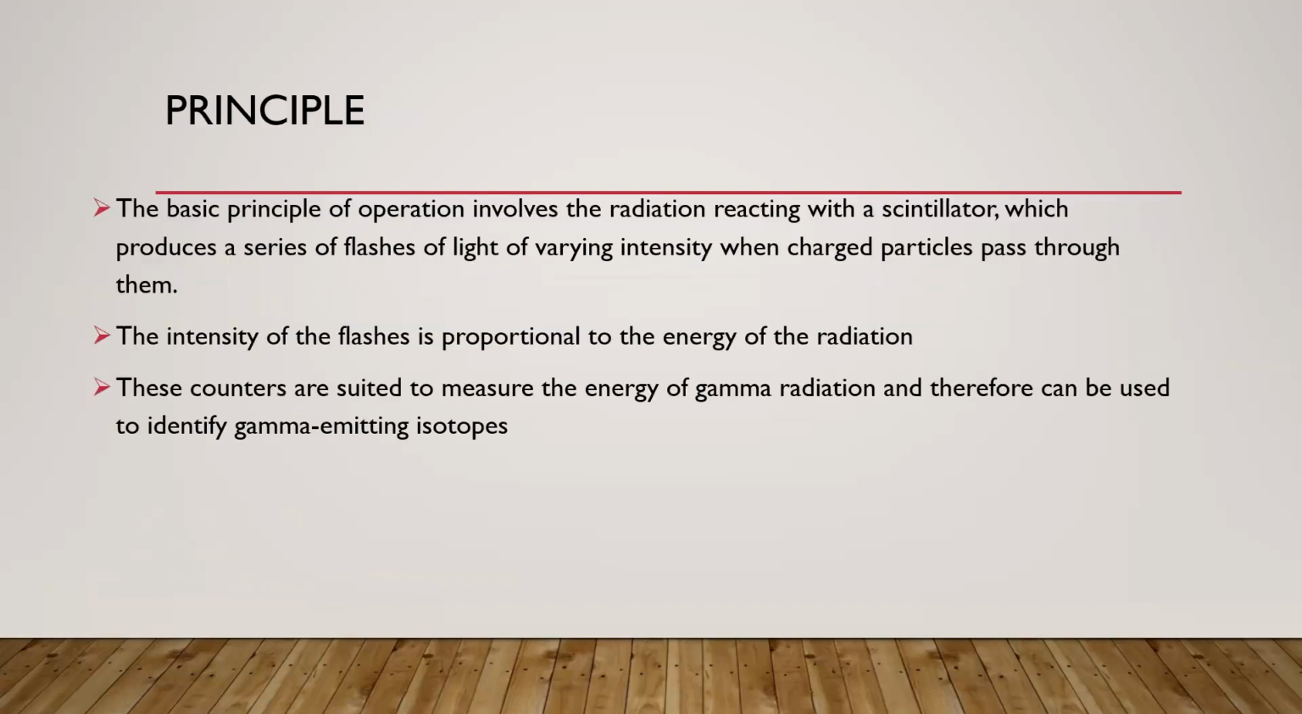The basic principle involved in the scintillation counter is the radiation reacting with the scintillator, which produces a series of flashes of light of varying intensity when a charged particle passes through them. The intensity of the flashes is proportional to the energy of the radiation. These counters are suited to measure the energy of gamma radiation and therefore can be used to identify the gamma emitting isotopes.